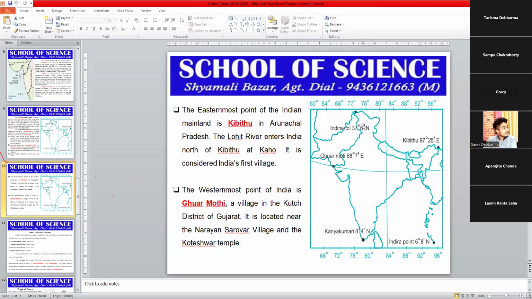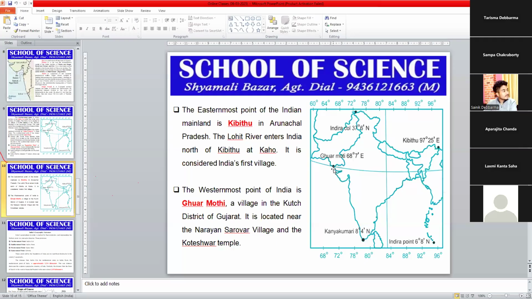See the 4 points here. There are black points here on the map. This is your Indira Call. This is what we call Gormoti. This is called Gormoti. And this is called Kibithu. And what is this point called? Yes. Okay. Now what is this point called? Yes, Indira Point. This is called your Indira Point.